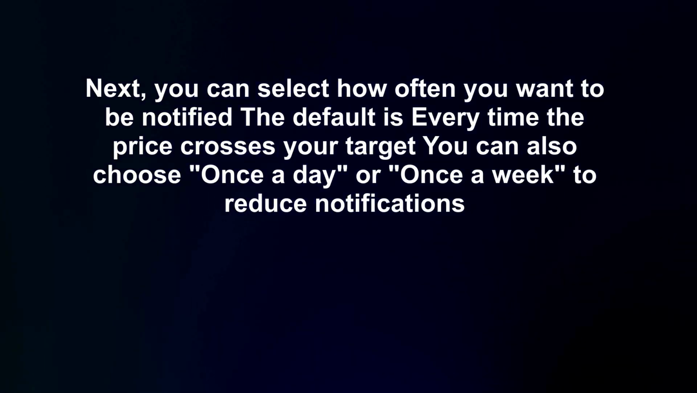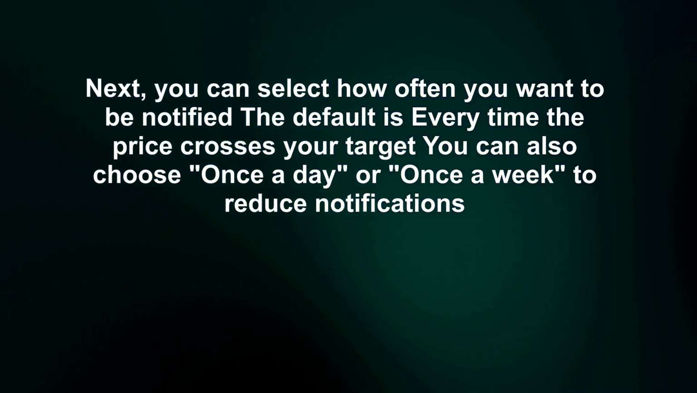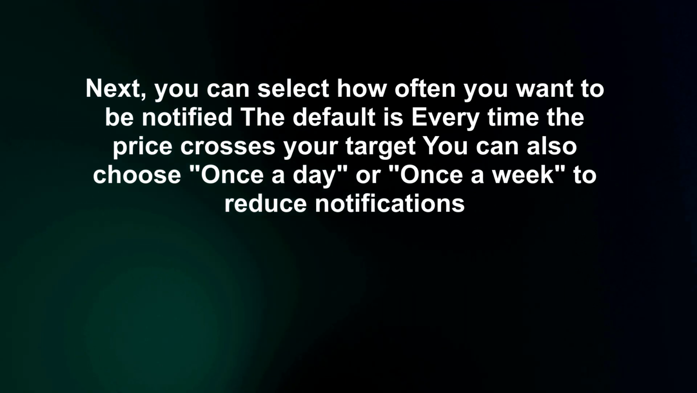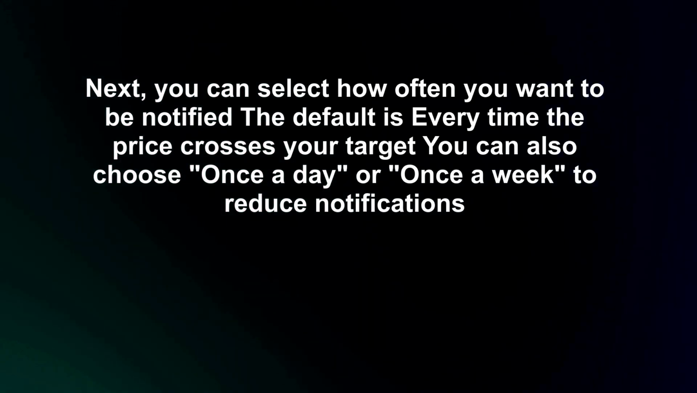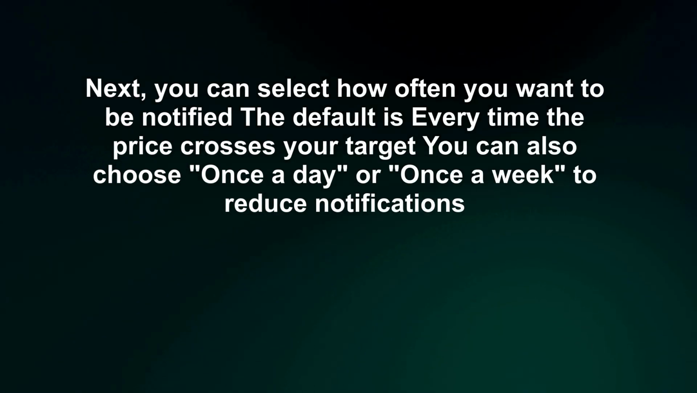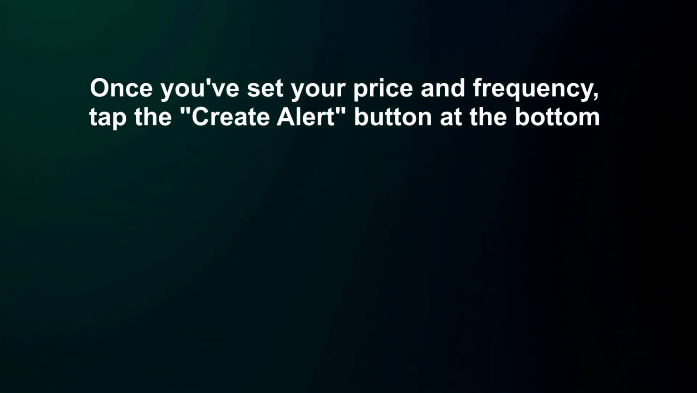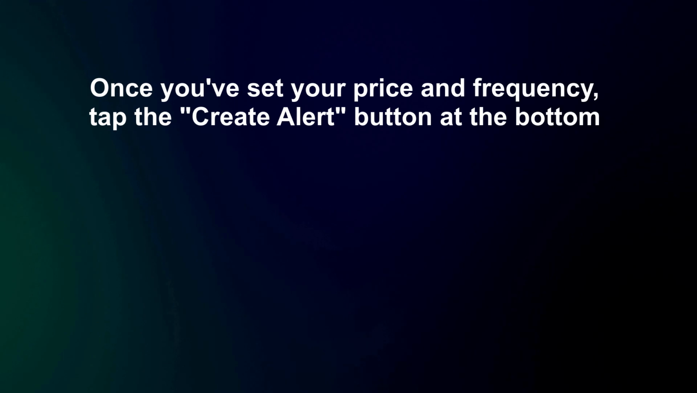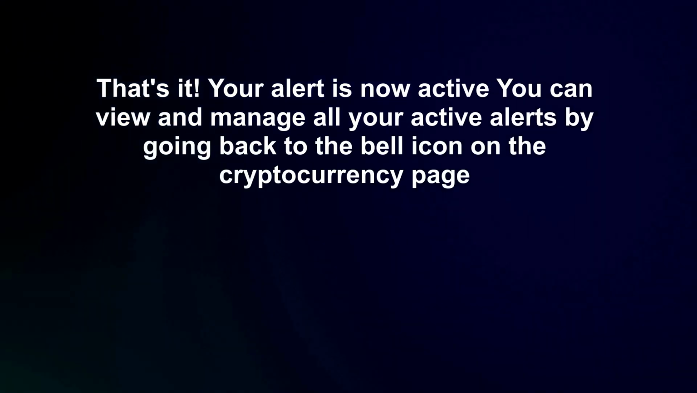Next, you can select how often you want to be notified. The default is every time the price crosses your target. You can also choose once a day or once a week to reduce notifications. Once you set your price and frequency, tap the Create Alert button at the bottom. That's it. Your alert is now active.